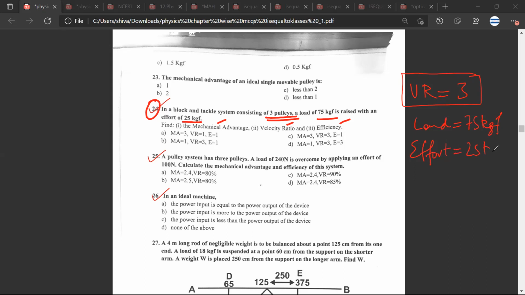According to the formula of mechanical advantage, MA is equal to load upon effort. Therefore 75 upon 25 would be equal to 3. Then we have VR, which is 3. So C would be the correct answer.